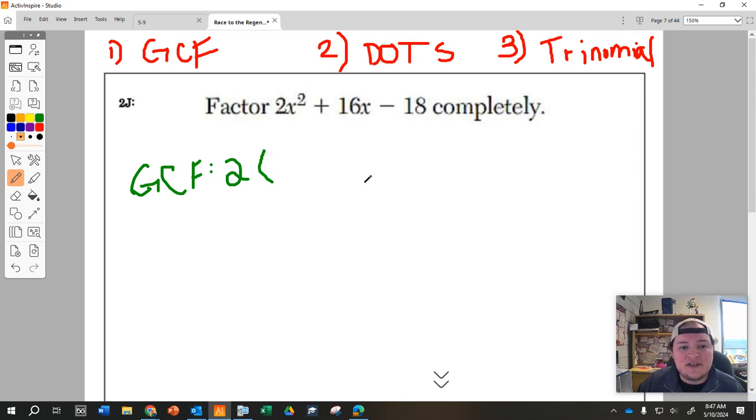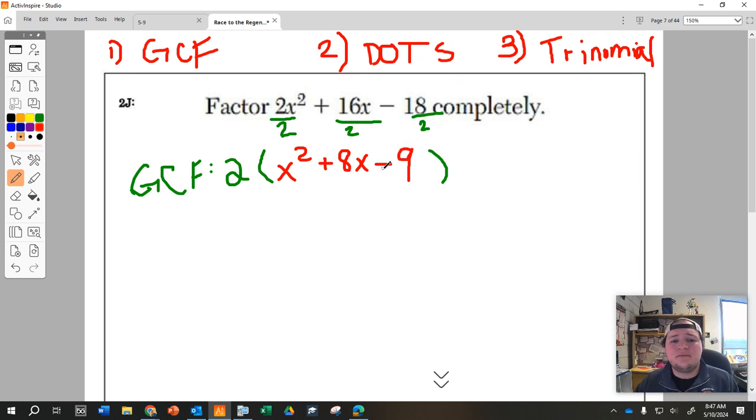So what I'm going to do is write your GCF and put it in front of an open set of parentheses. And remember, we divide all of these by a factor of 2, whatever your GCF was. Okay? So 2x squared divided by 2 becomes invisible 1x squared. Plus 16 divided by 2 becomes 8 with the last name of x. And then negative 18 divided by 2 will become negative 9. And I'll even make that 2 red in front because that's our GCF 2. So right now we factored it once. We have to factor it twice.